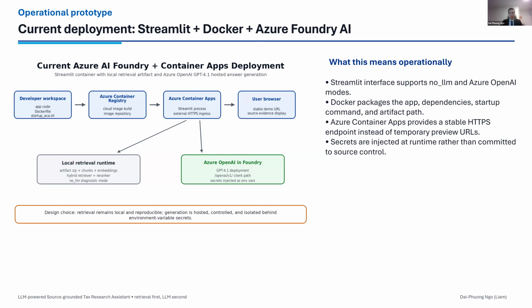My current version is no longer just a notebook. It is a Streamlit application deployed through Docker and Azure Container Apps. That is why I see it as a more realistic internal prototype. The Azure app supports a NoLM evidence mode and an Azure OpenAI answer mode. It also makes the application easier to demonstrate because the web URL is stable. From a governance perspective, my design is also cleaner because the API key and endpoint are environment variables or secrets, not code values committed to checkout.